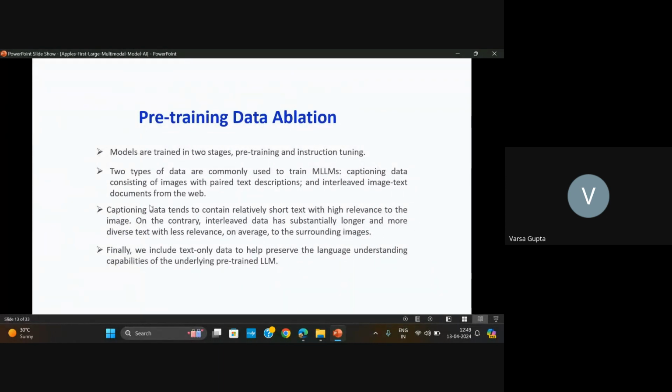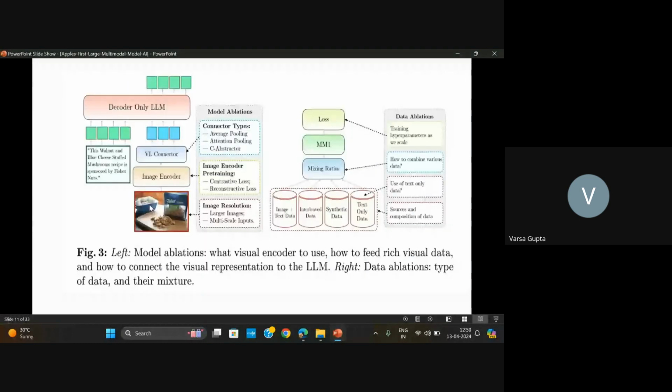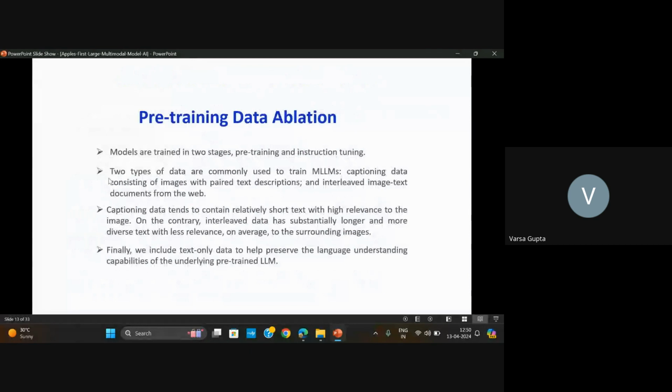Also, text-only data was used so that it preserved the language understanding capability of the underlying pre-trained model. In the earlier slide we saw that this image was passed and again this text was passed. So this helps make the understanding of the model more clear, so that it can further process the user prompt.